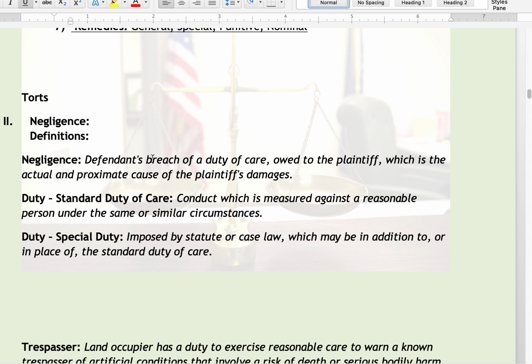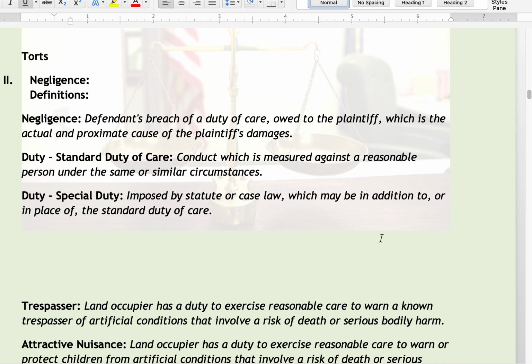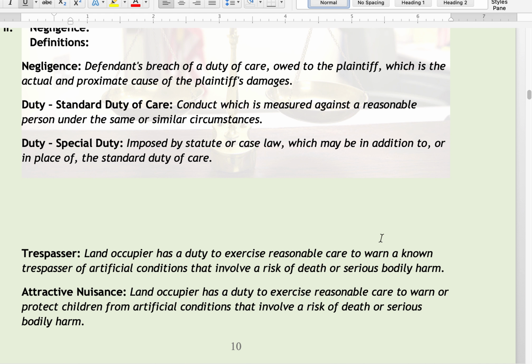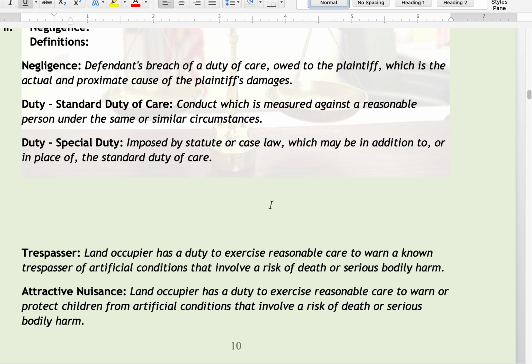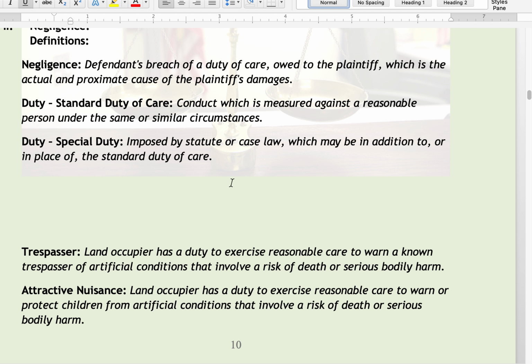negligence, the definitions follow. Negligence: the defendant's breach of duty of due care owed to the plaintiff, which is the actual and proximate cause of the plaintiff's damages. Duty, standard duty of care: conduct which is measured against a reasonable person under the same or similar circumstances. Duty, special duty: imposed by statute or case law, which may be in addition to or in place of the standard duty of care.